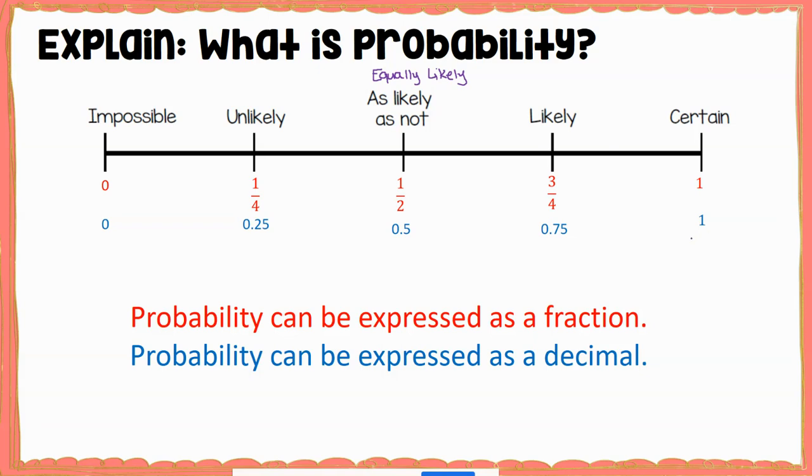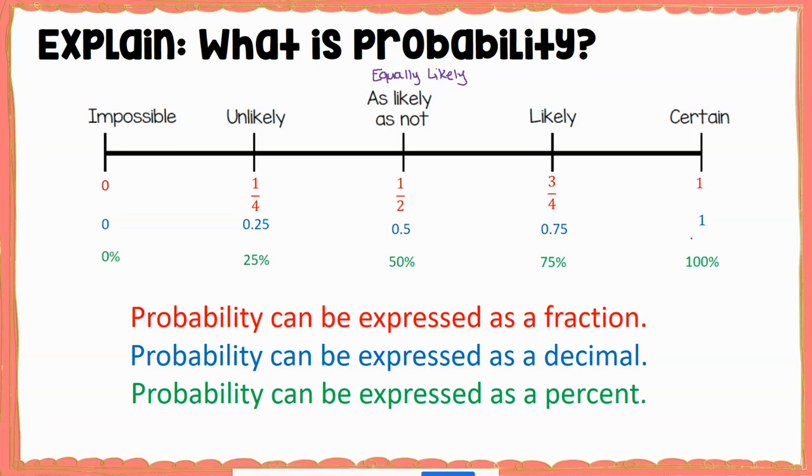Well, all decimals and fractions can also be written as percents. So these can also be written as 0%, 25%, 50%, 75%, and 100%. The important thing to know about this is that if something is impossible, it must have a probability of 0. If something is as likely as not, it must have a probability of 1/2 or 50%. If something is certain, it must have a probability of 1 or 100%. So these must have the probabilities that are on this number line.